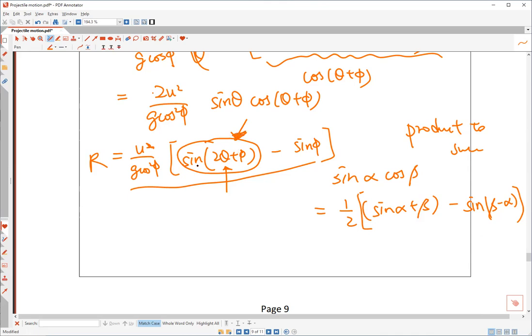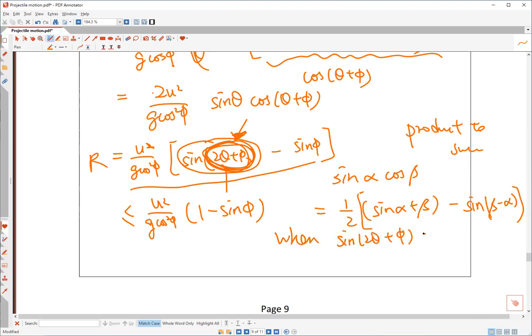So the sine of some angle, no matter what angle it is, the largest value of the sine is only one. So that means the range is less than or equal to u squared over g, cosine squared theta, and then 1 minus sine phi. So the equality holds when sine of 2 theta plus phi equals 1. So that is 90 degrees. Then you can get the angle theta. So that is 45 degrees minus phi over 2.